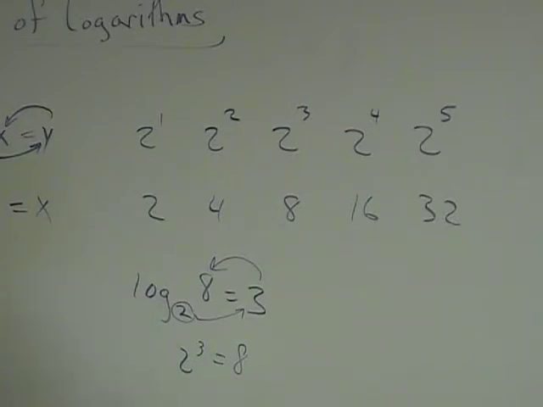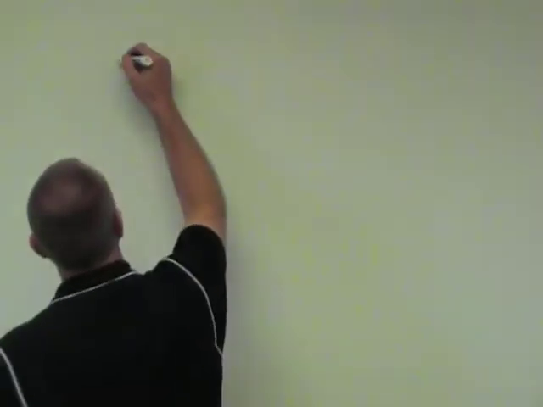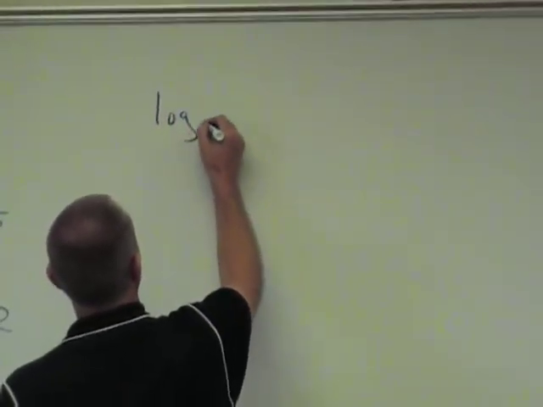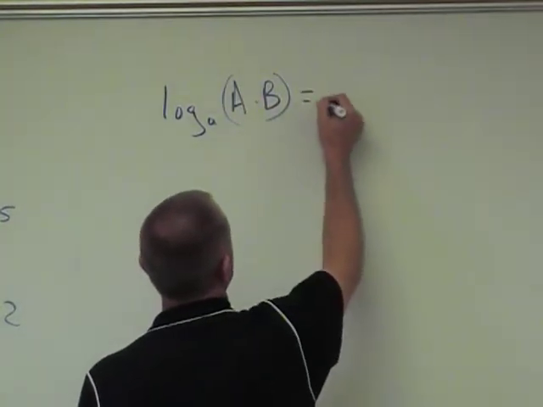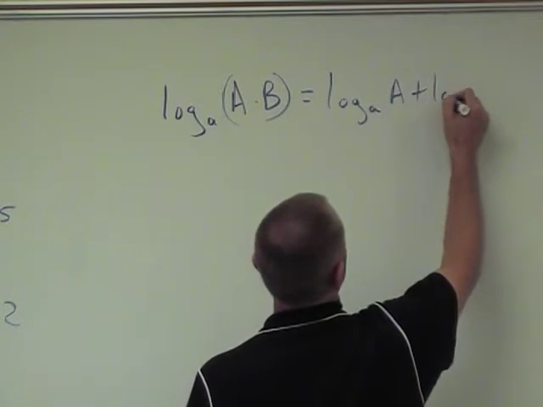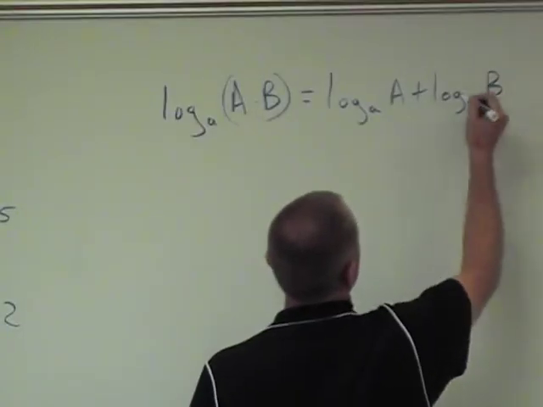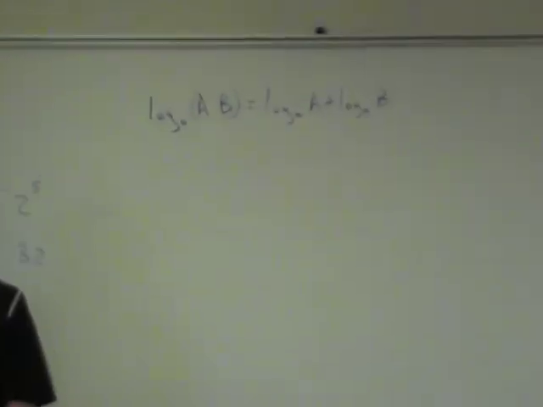And then you got some properties last week that you used, and today you're going to get to things called laws. So let's start with the first one. Log base A of A times B is the same thing as log base A of A plus log base A of B. Anytime you have multiplication, you can split it apart into addition.